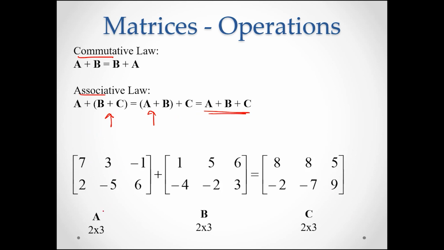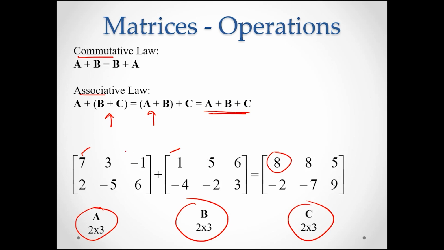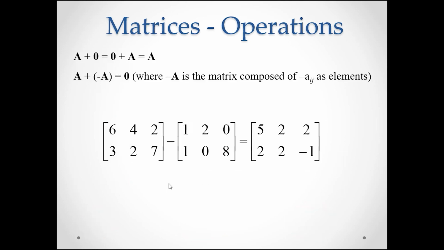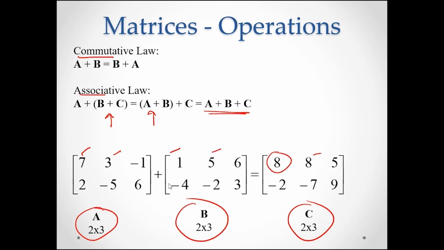As you can see, for a rectangular matrix also we can have addition. So 7 is added to 1 to get 8, 3 is added to 5 to get 8, and so on, as it is clearly visible that we are adding only the corresponding entries, right?